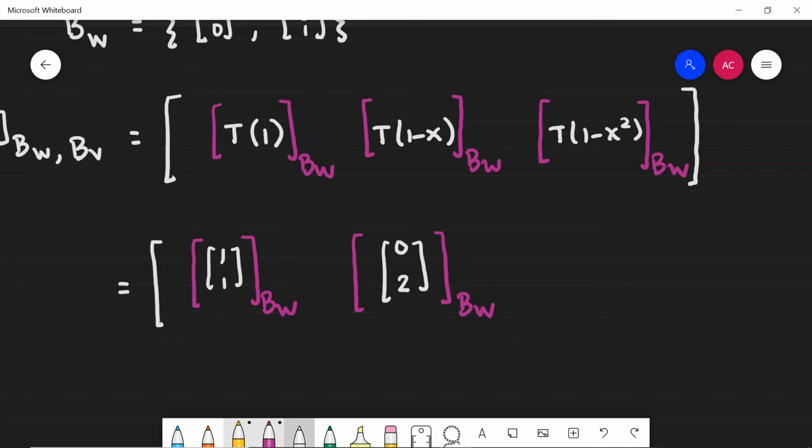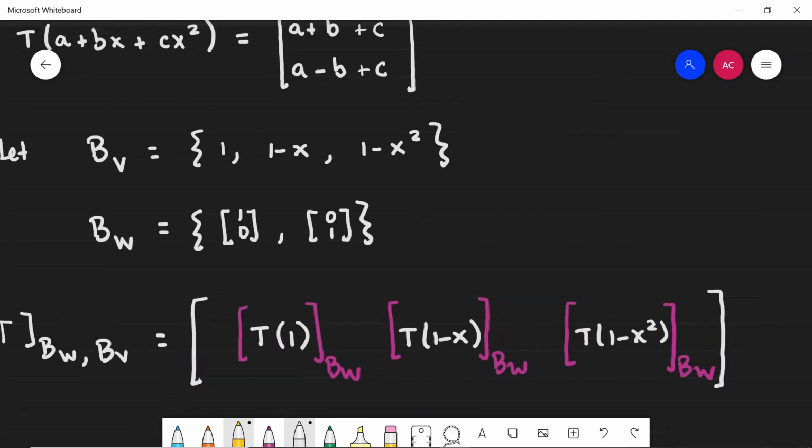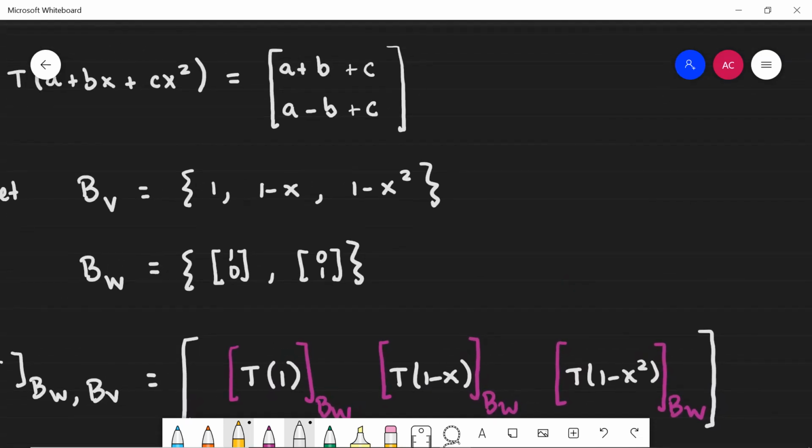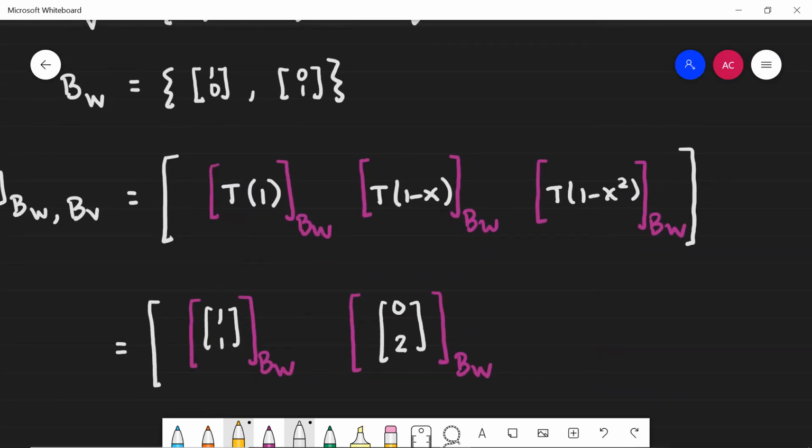Now, T applied to 1 minus x squared. In this instance, A is 1 and C is negative 1. Oh, look at that. I just get 0, 0. So T applied to 1 minus x squared is just 0, 0. This is a vector in W, but I always have to look at the vector with respect to my basis. I have to look at a coordinate vector.